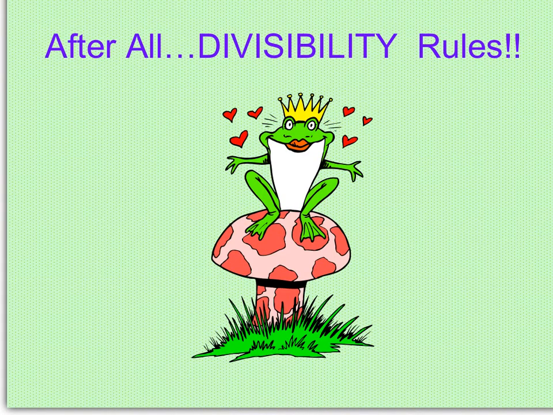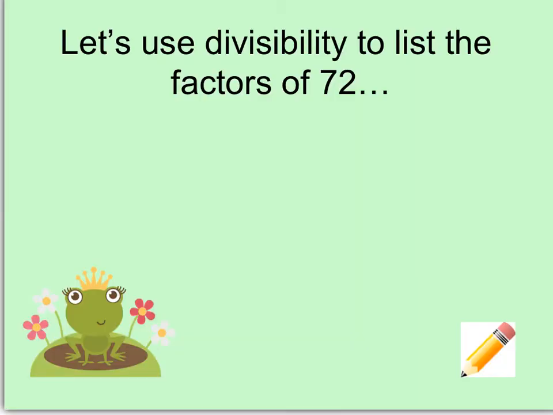After all, divisibility rules and using divisibility will help you make listing factors much easier. Let's use divisibility to list the factors of 72. To list factors of 72, I start with 1 and 72. Now I look at my number 72. It ends in a 2. Since it ends in a 2, I know that 72 is divisible by 2. I need to figure out 2 times what is 72.